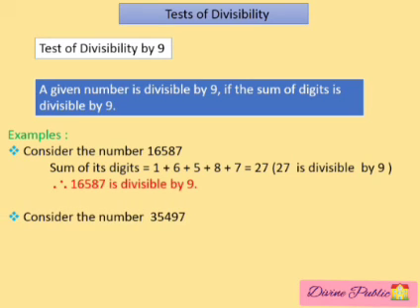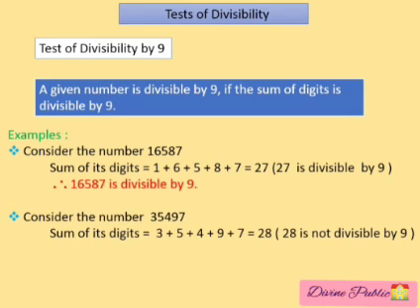Now consider the number 35,497. Here, sum of its digits equals 3 plus 5 plus 4 plus 9 plus 7, that is 28, and it is not divisible by 9. Therefore, 35,497 is not divisible by 9.